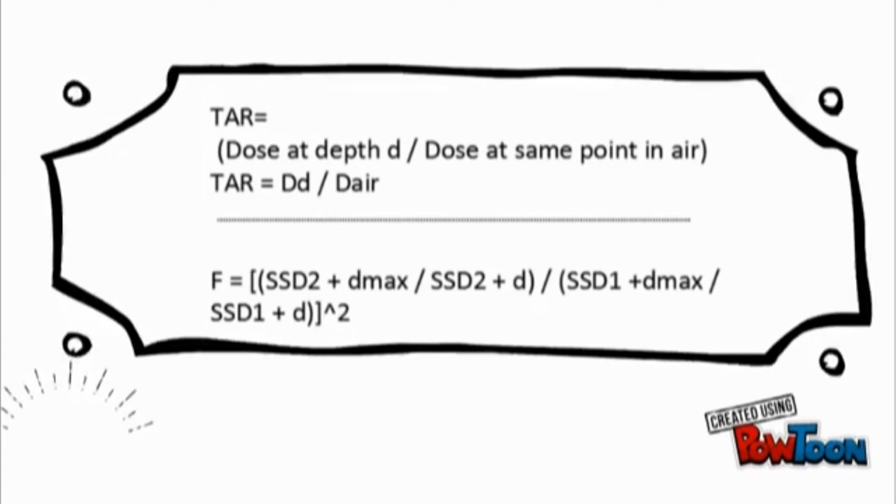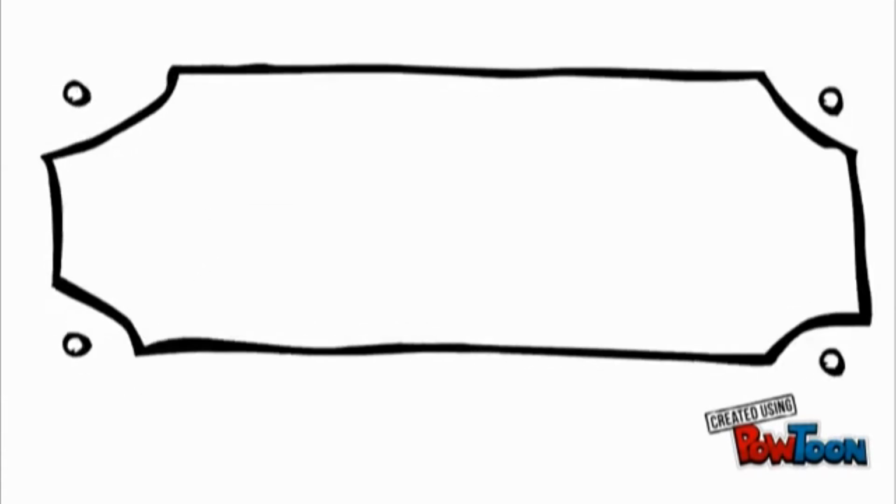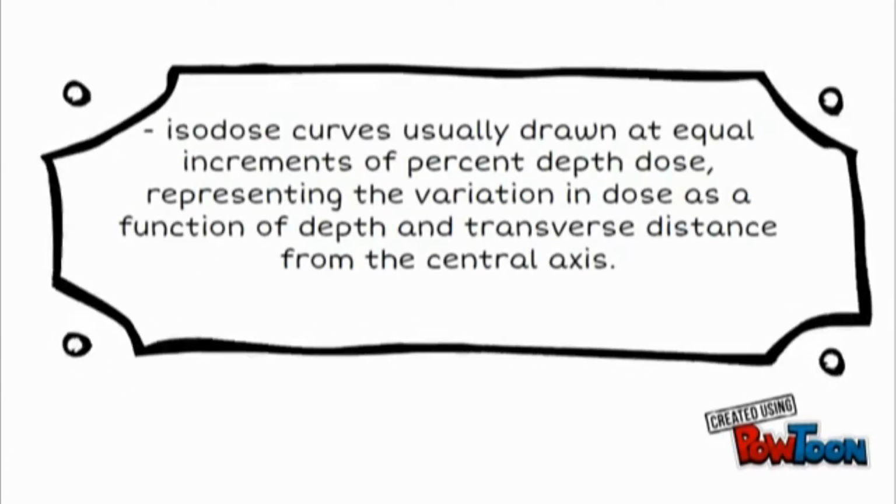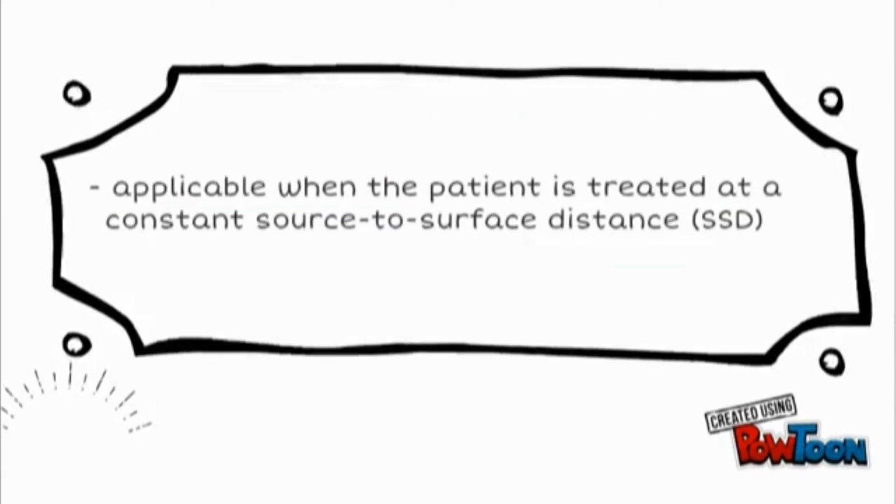The isodose chart is a family of isodose curves, usually drawn at equal increments of percent depth dose, representing the variation in dose as a function of depth and transverse distance from the central axis. It is applicable when the patient is treated at a constant source-to-surface distance, SSD.